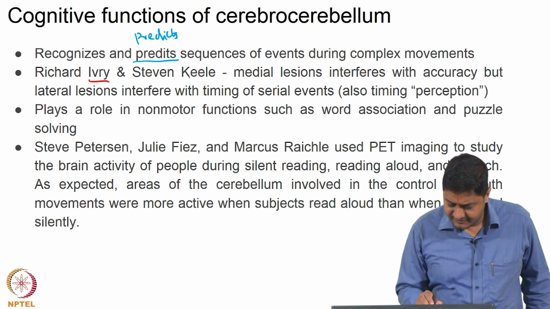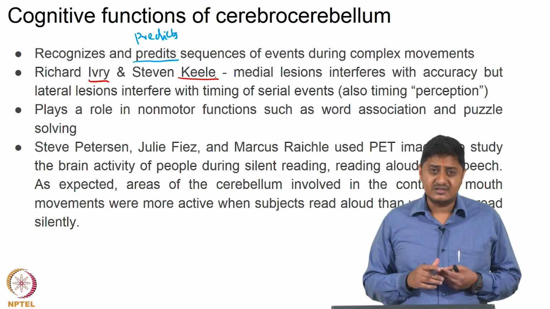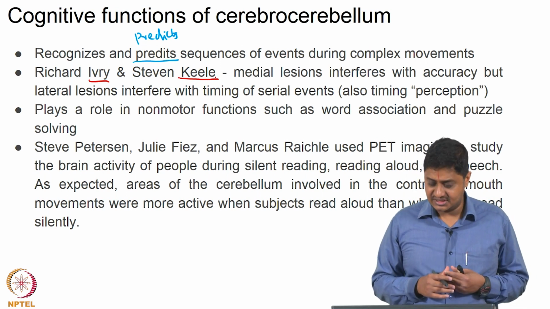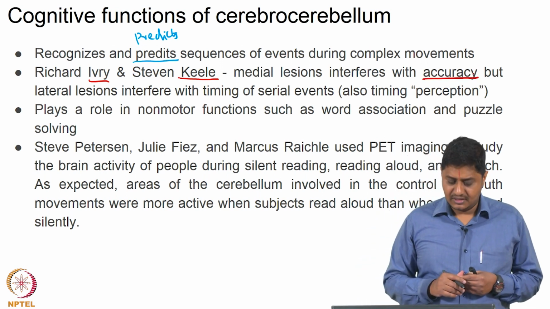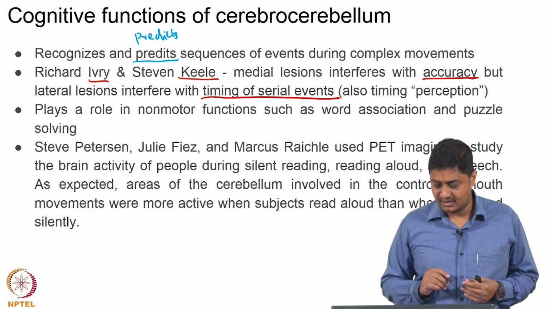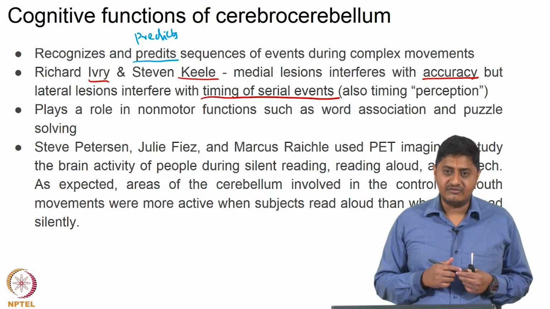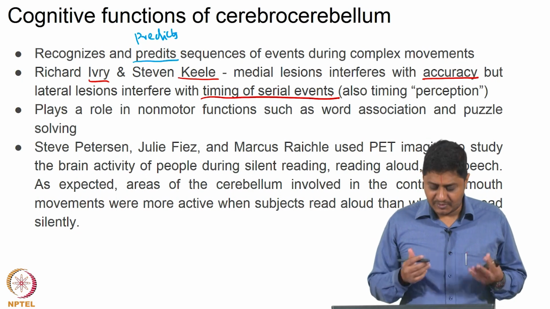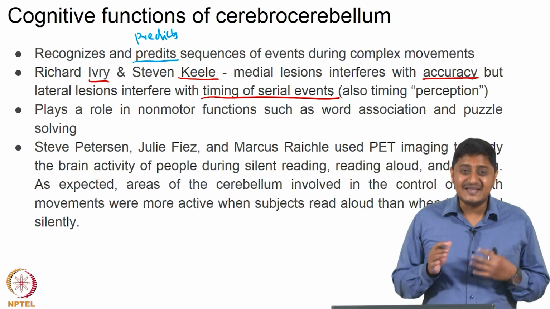Richard Ivory and Stephen Keeley, for example, studied finger tapping movements in people with cerebellar lesions, and they found that people who have medial lesions only have problems with accuracy, but people who have lateral lesions have problems with timing of serial events. So, there are multiple features of movements that can be analyzed. Medial lesions cause only accuracy problems, whereas lateral lesions have problems with timing or sequencing also.